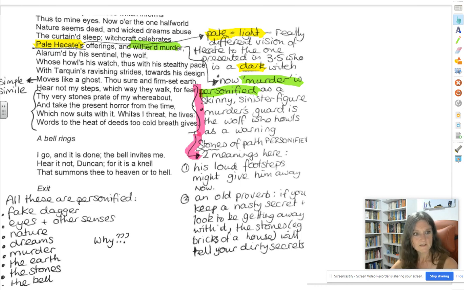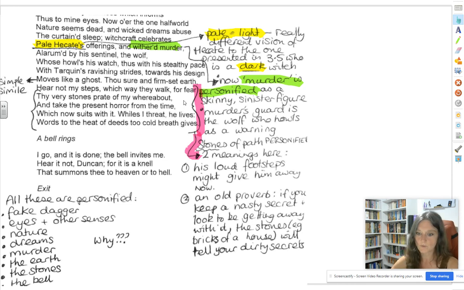So he's starting to personify again, and this time he's personifying the earth and talking to the earth as if it's a living thing. And within the earth are its stones in the ground. That could be paving stones, or the actual stones within the dirt. He's worried that his heavy footsteps will give himself away. So that's one meaning. His loud footsteps might give him away. However, the idea that the stones in the earth will tell your terrible story was an ancient proverb which Shakespeare's audience would have known about.